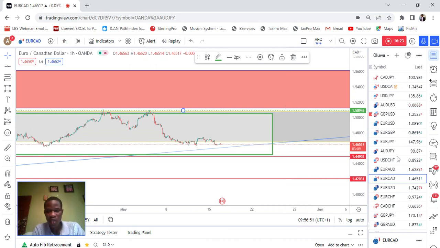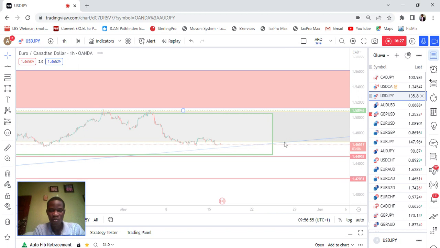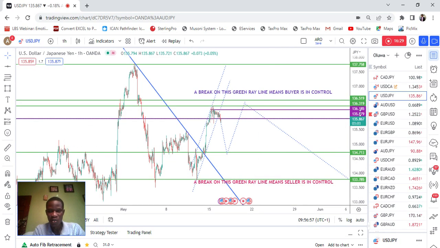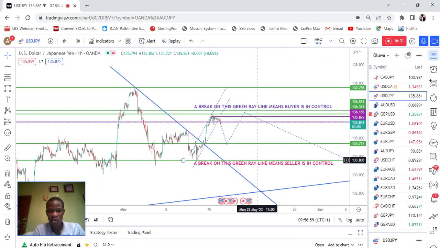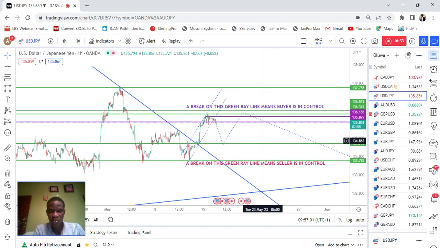Then where are you going to come out of the market? Your exit: your take profit and your stop loss.